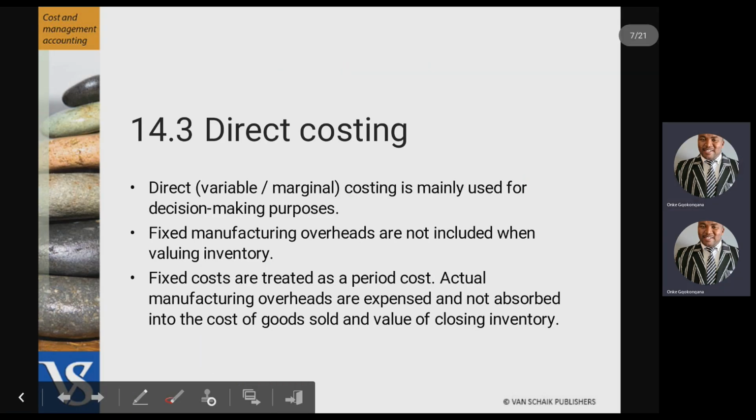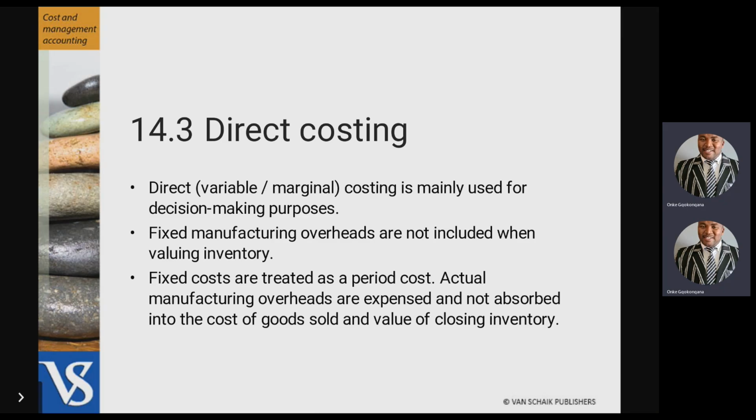Then looking at the direct method, we've already touched a bit on that. We call it direct, or we can refer to it as a variable or marginal income statement, mainly used for decision-making purposes. That is why others refer to this type of income statement as an internal income statement. Even the terminology we use when we draw up the income statement according to the direct method tells you that this is an internal document. Only those people who are internal can understand it.